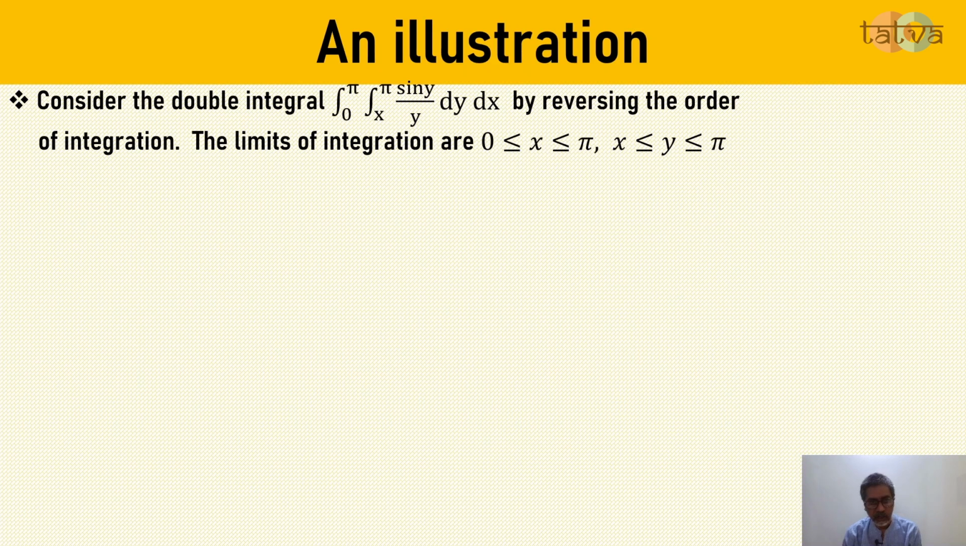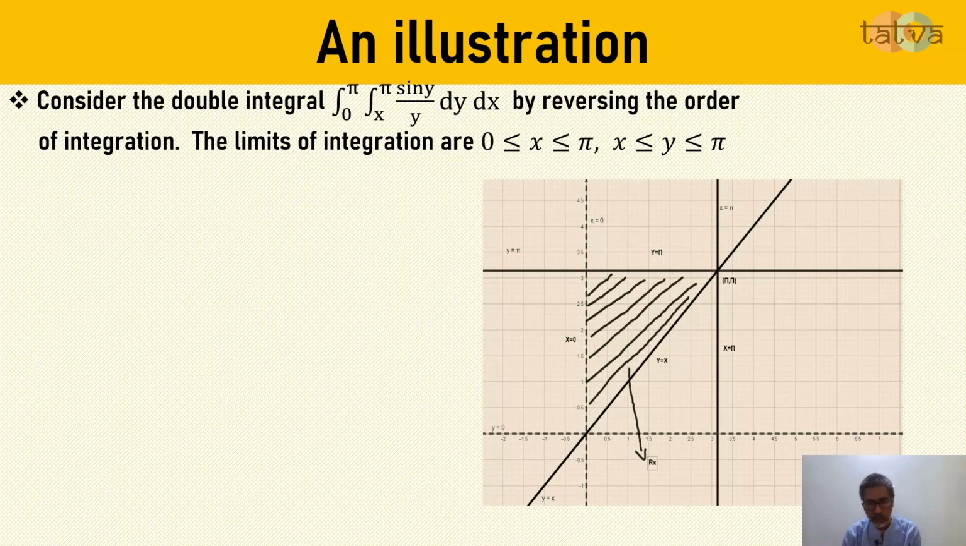This is the first problem that I actually displayed for you. So here is a problem where the inner limits are functions of x. Therefore, these limits correspond to an Rx region. So x varies from 0 to pi, y varies from x to pi. Now let us look at how we have drawn the diagram. We start with x is equal to 0, which is the y-axis. Then we draw x is equal to pi, which is a line parallel to the y-axis.